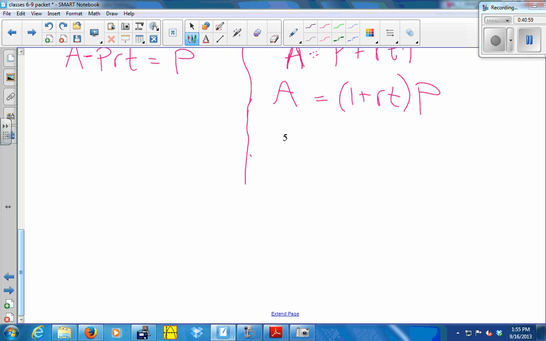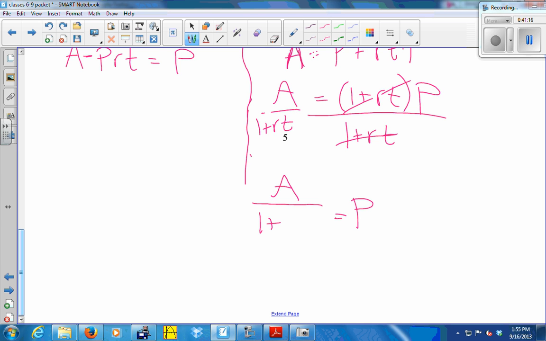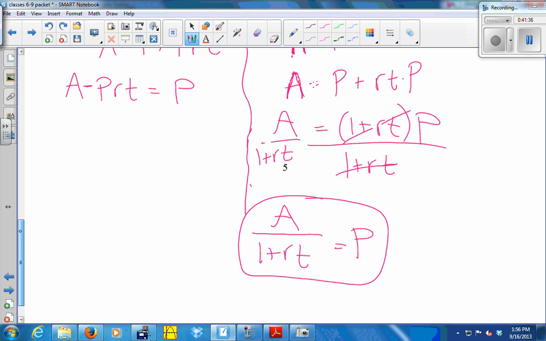Now I want to get the P by itself. What do I do? Divide by 1 plus RT. So cancel, cancel, and P equals A divided by 1 plus RT. So when the thing you're trying to solve for is in two different terms, combine them into one term, which you can also think of as factoring out the variable.